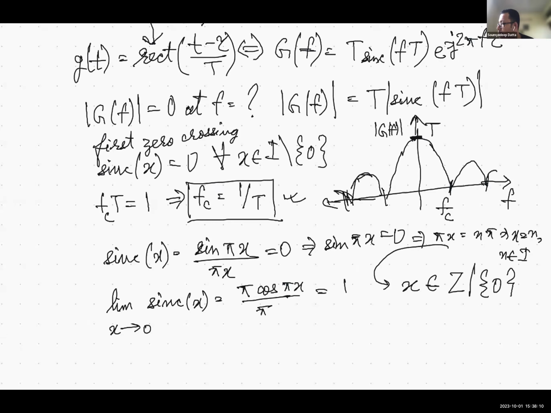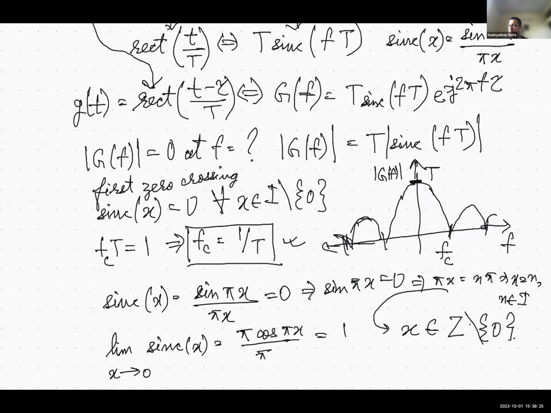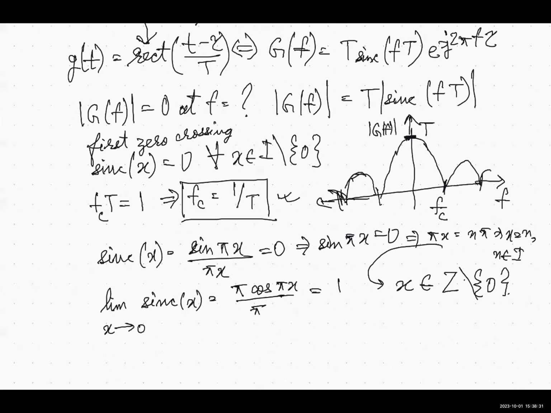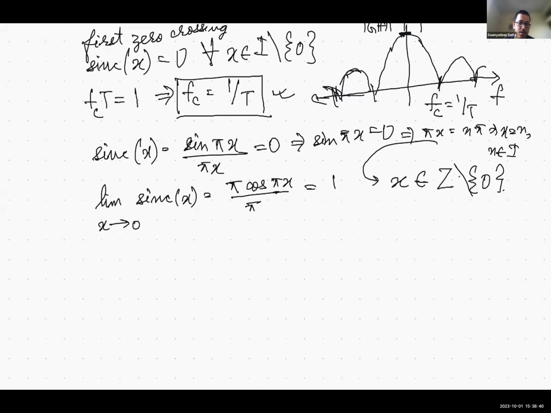In that case, your first zero crossing point will be when x is equal to 1. Here x means ft, so ft equal to 1 means f equals 1 by t. So that is your first zero crossing point. Is this clear? Okay. So that is the Fourier transform.